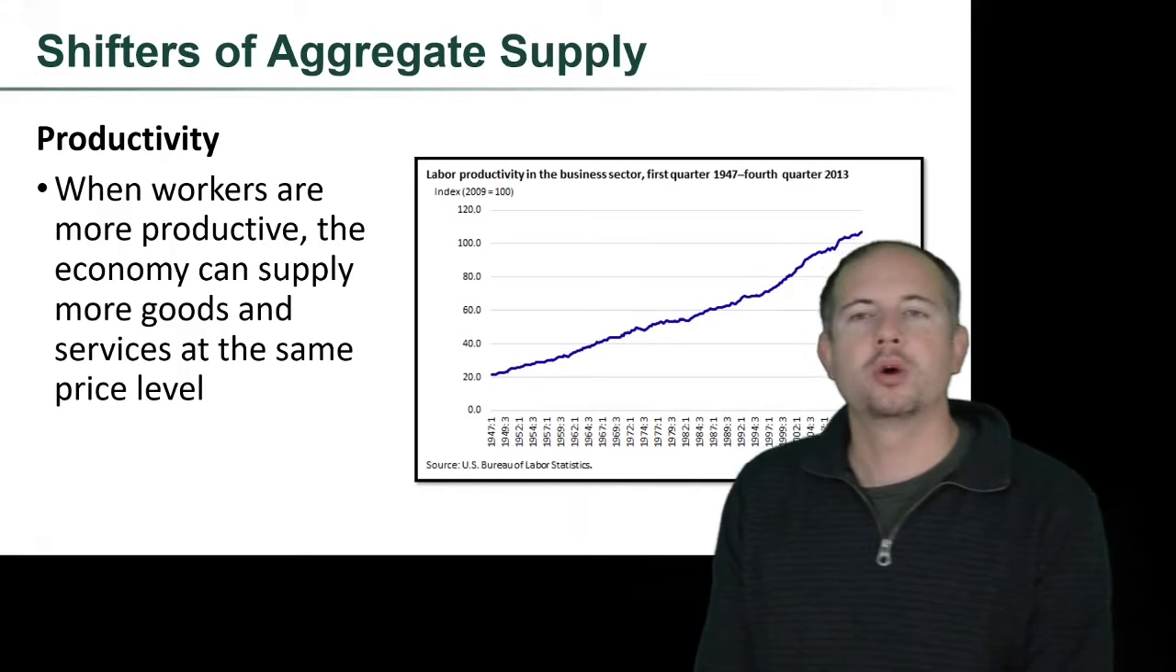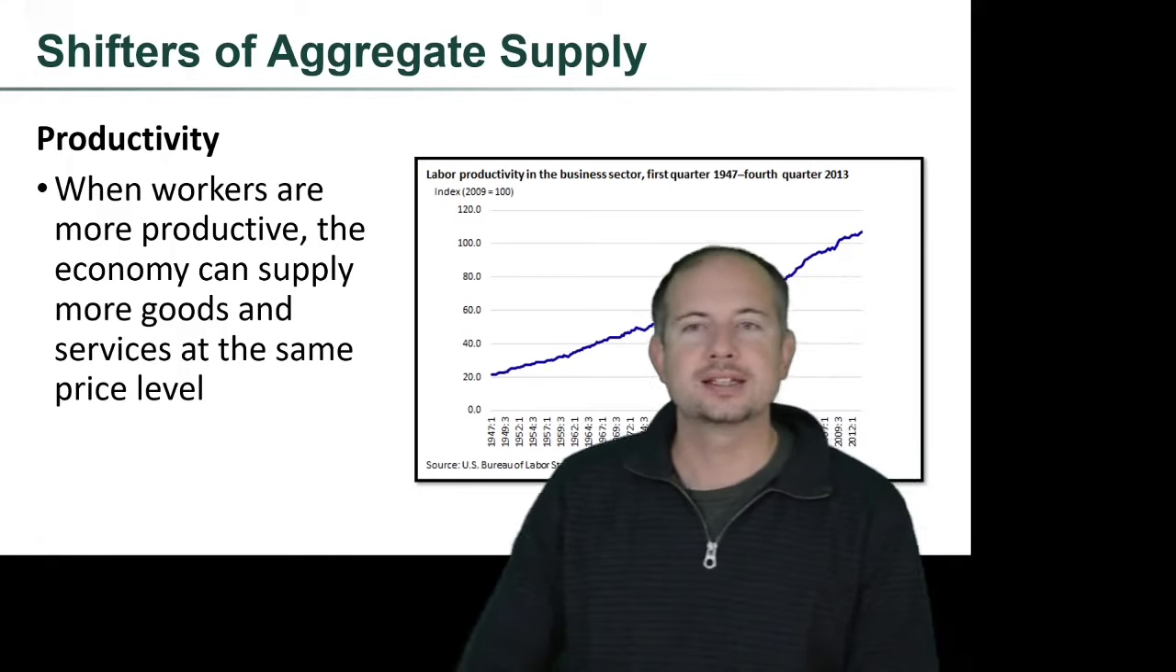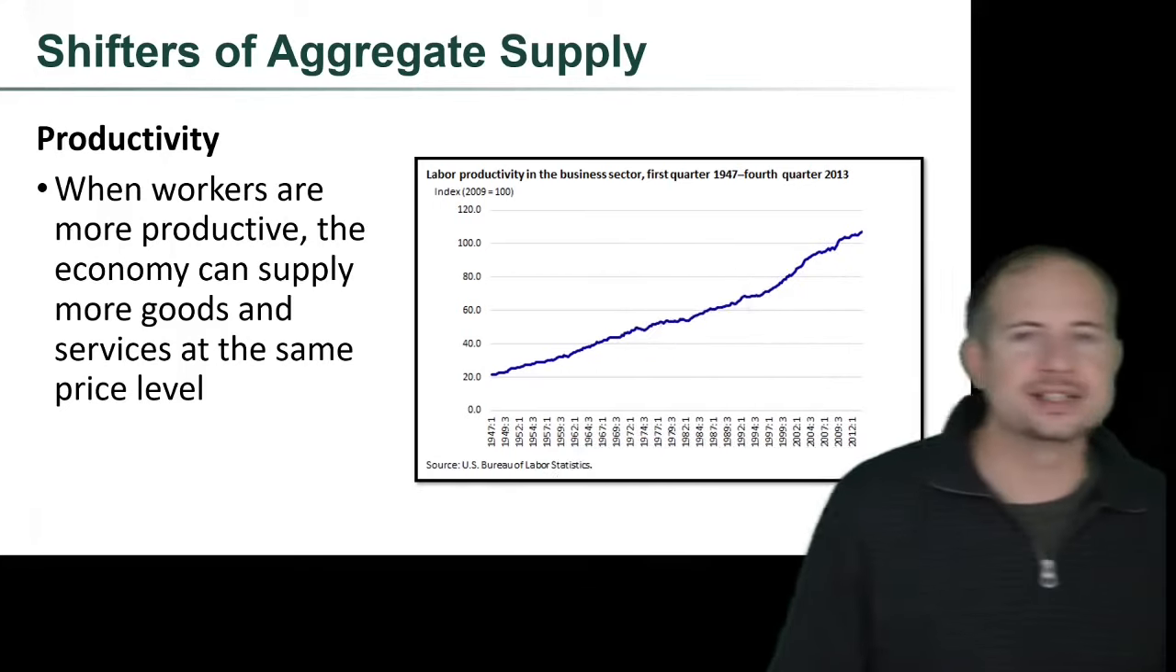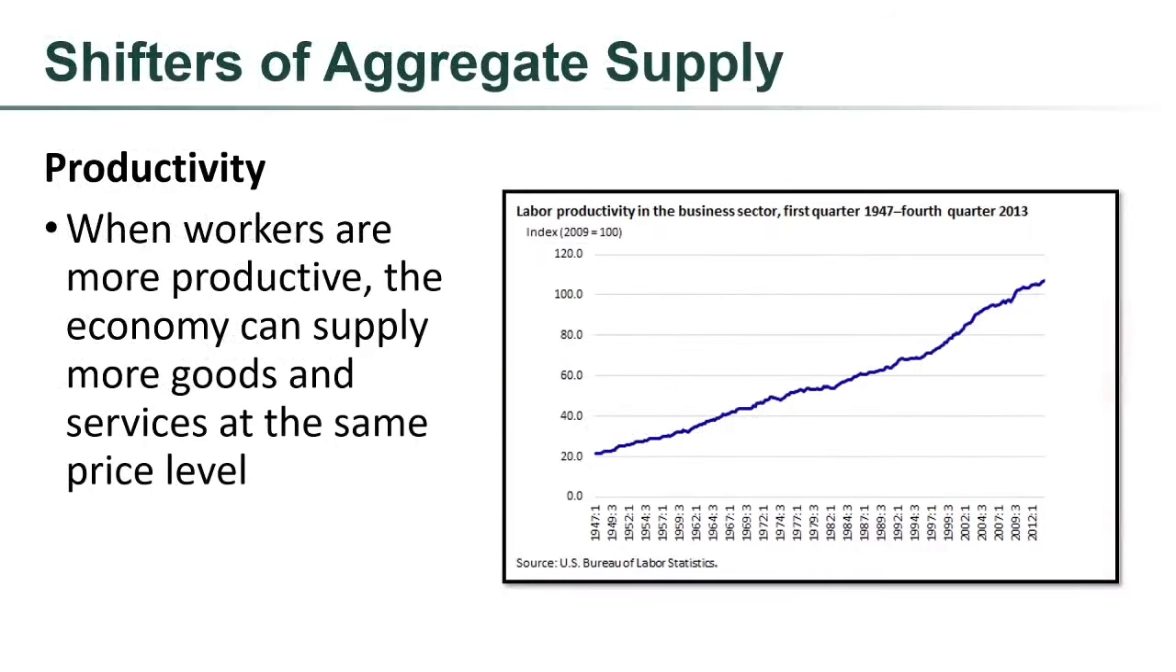When workers are more productive, the economy can supply more goods and services at the same price level. So this means that if nothing changes about price level or anything else, and it just happens that today, before we go to the factory, all of us drink a bunch of espresso, well, then we're going to be able to produce more, and we're going to see the factory output more. And it didn't happen because prices changed. It happened because all of a sudden, all of our workers are more productive.